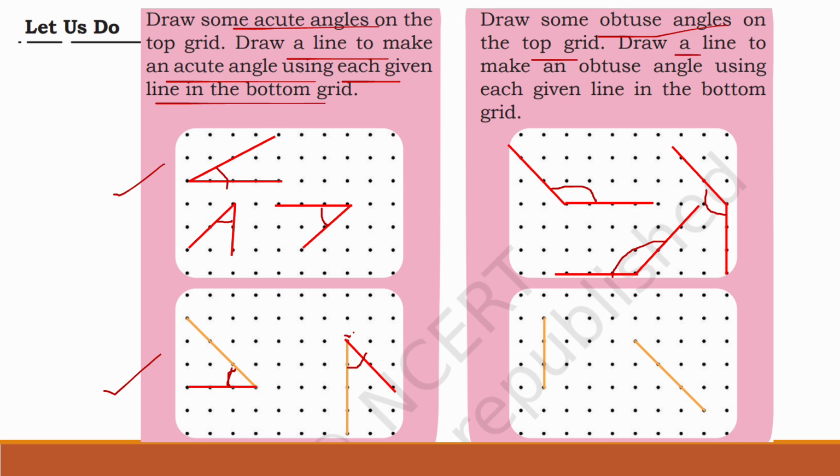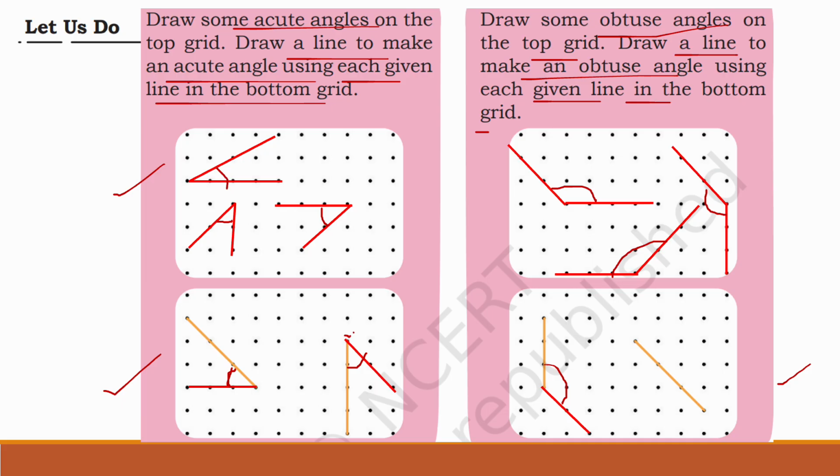Then draw a line to make an obtuse angle using each given line in the bottom grid. Then see this bottom grid. Here two lines are given. You have to make two obtuse angles using these two lines. See, using the first line, we can make an obtuse angle like this. See, draw one more line like this. So, this forms an obtuse angle.